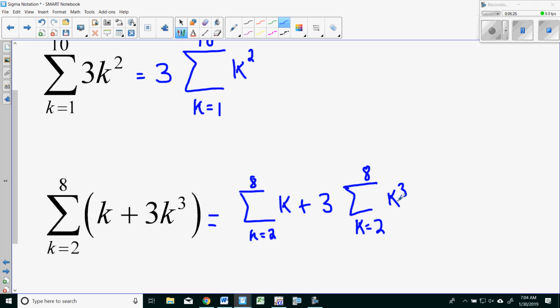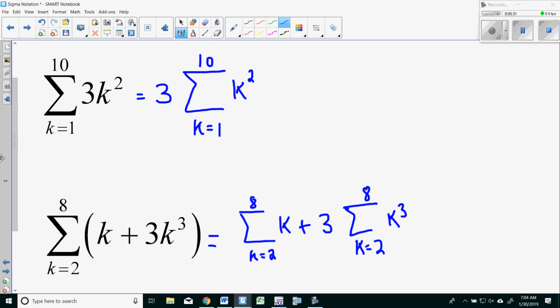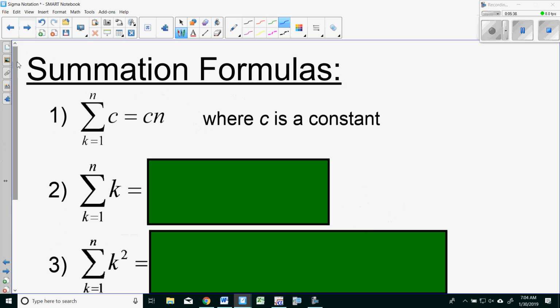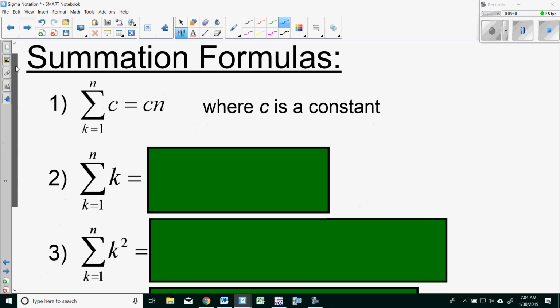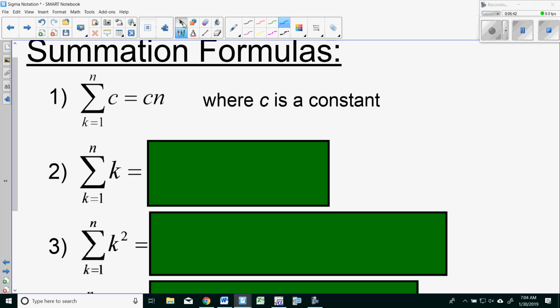Now, we could expand these out and try to figure out what is k squared from 1 to 10, or what is k, or what is k cubed. But to do that, we want to use some other formulas. So here are some more sigma notation formulas. The first one says if we have the sigma of a constant, of a number, that is just c times n. And you may remember these from pre-calc.